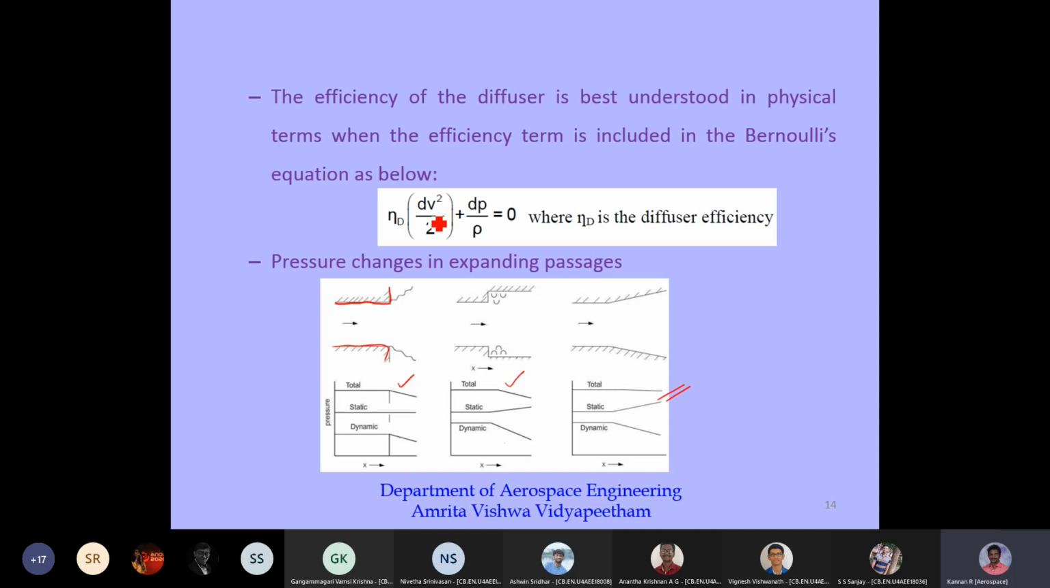So the pressure recovery, we are relating it with your diffuser efficiency. Okay, so you can see that diffuser efficiency times this one.